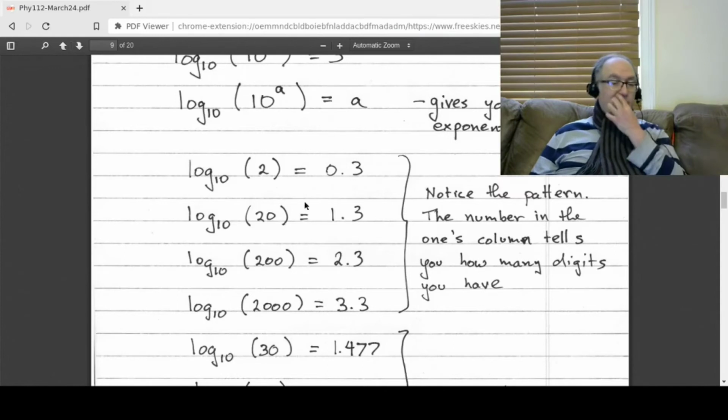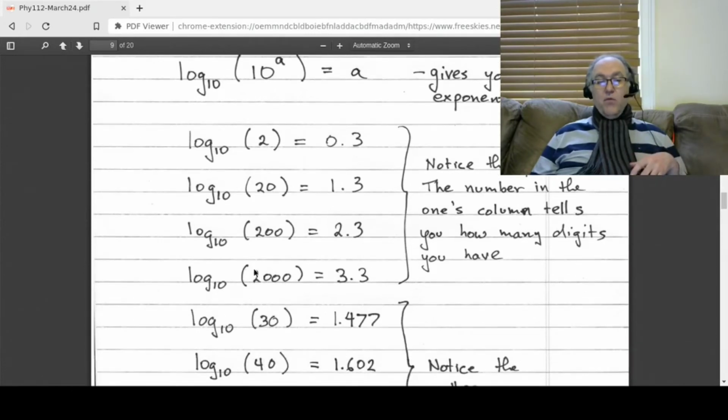Now if you did log 20, you actually get 1.3. That 1 tells you that there are 2 digits here. Now what if you had 3 digits here? Log of a 3-digit number is going to give you 2 point something. In this case, log of 200 is 2.3. And then what if you have 4 digits here? Well, log of a 4-digit number is 3 point something. Try this on your calculator. Log of 2000 is actually 3.3.